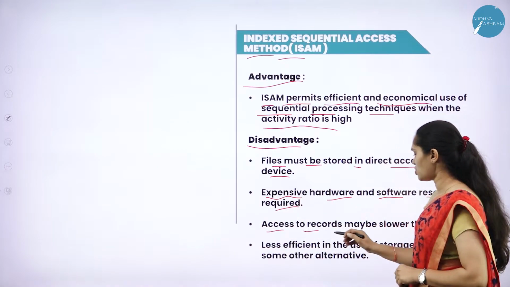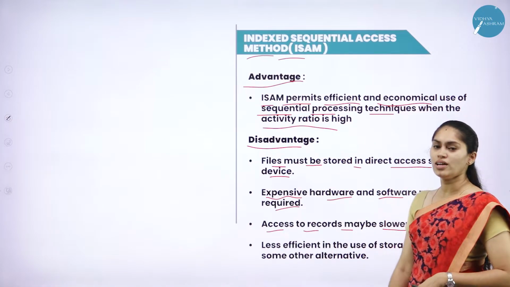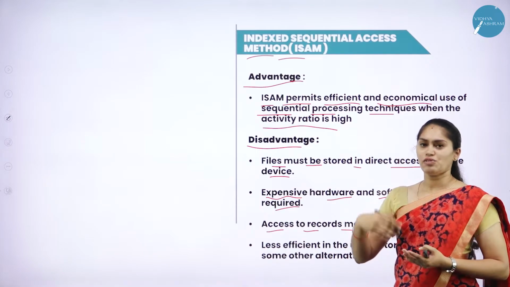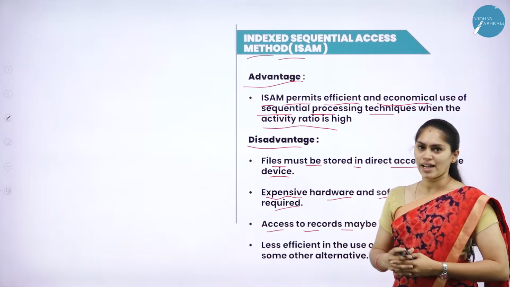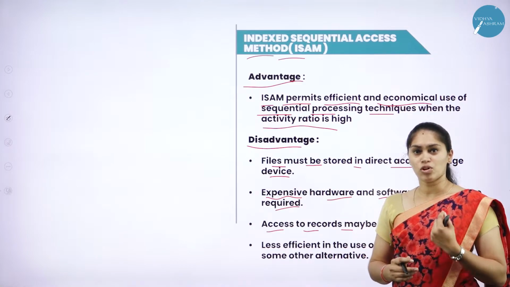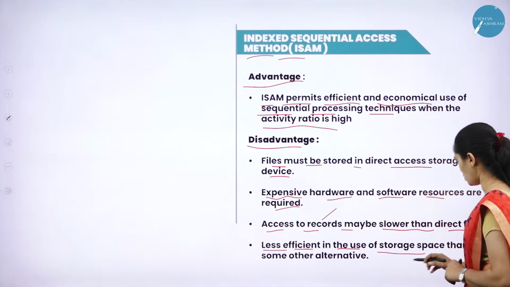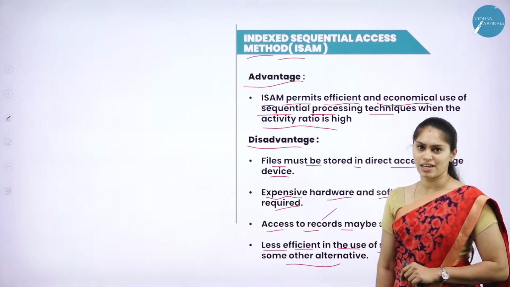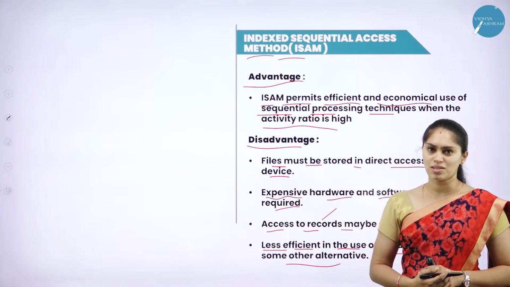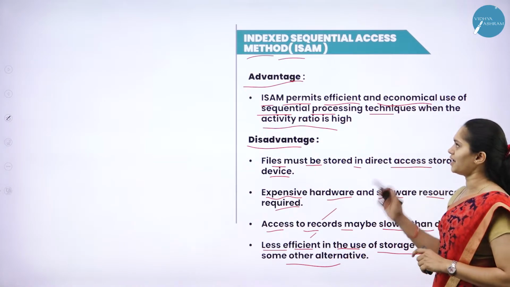Along with that, access to records may be slower than the direct file. Here we are accessing it with a sequential file methodology, so if I want to access the 40th record, at that time I have to wait till 47, so it will take more time, and then it will be slower in the accessing. Also, it is less efficient in the use of storage space than any other alternative. If you consider this method with any other alternative methods from a storage perspective, it will be considered as what? Less efficient. This is regarding ISAM.